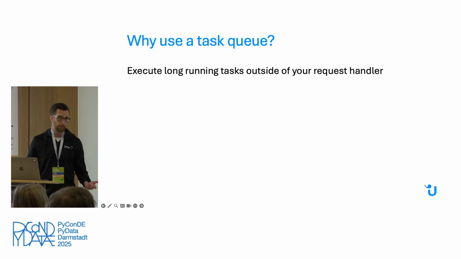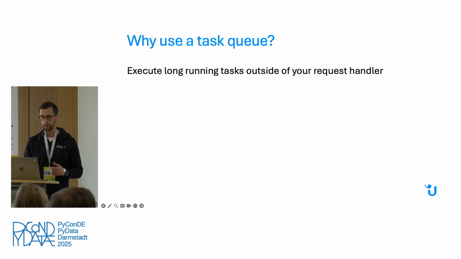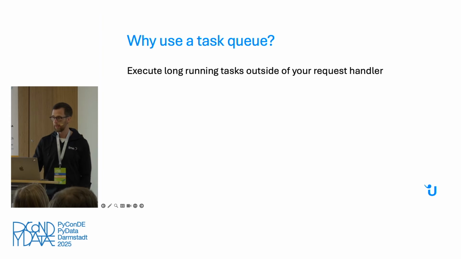In a web application context, the reason is to execute any kind of long-running or potentially long-running task outside of your request handler. So you want your request handlers to be relatively quick, and if you do something that takes long, it's better to offload that task to a task queue. What are examples for that?